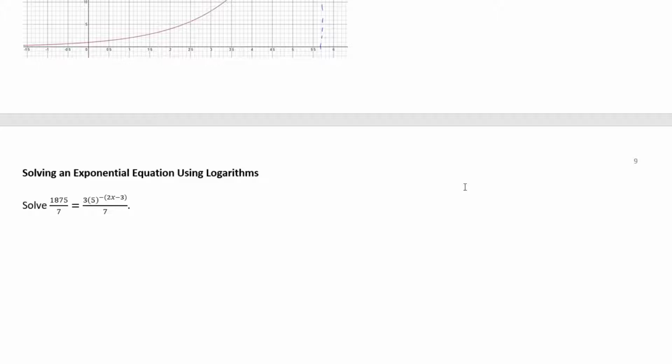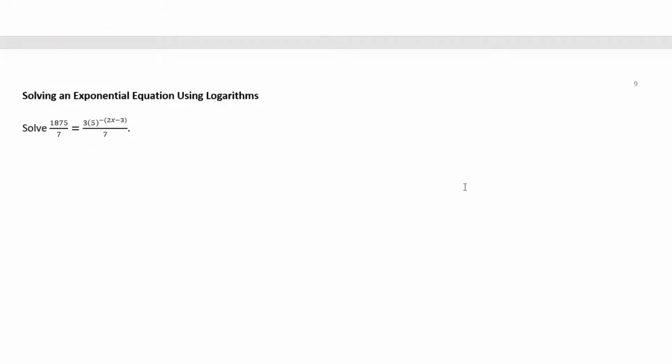Now you can also solve exponential equations using logarithms. So right here we have basically a rational equation. 1875 over 7 is equal to 3 times 5 to the power of negative bracket 2x minus 3 close bracket all over 7. So you might notice that the first thing we're going to want to do is clear this fraction, and we're going to get rid of this 7 just by multiplying both sides by 7, and that will help eliminate the fractions here.